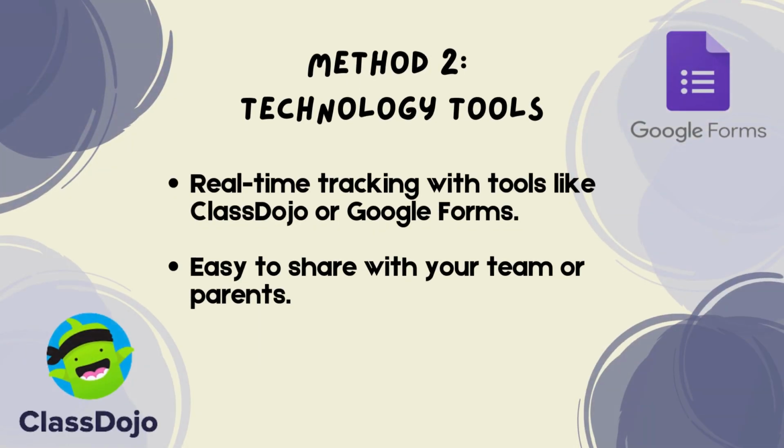Next, let's talk tech. Tools like ClassDojo or Google Forms are great for keeping everything in one place. With ClassDojo, you can track both positive and negative behaviors in real time. It's easy to access and you can look back at patterns over time. Plus, these tools make it super easy to share the data with your team or even with parents if you need to. The downside, you'll need to make sure you have access to the tools and know how to use them.